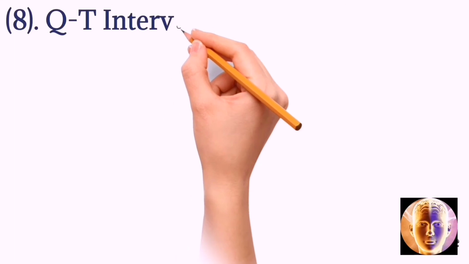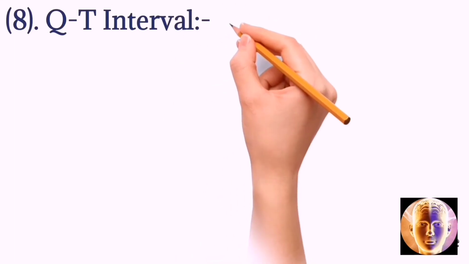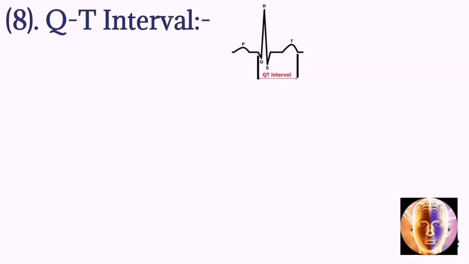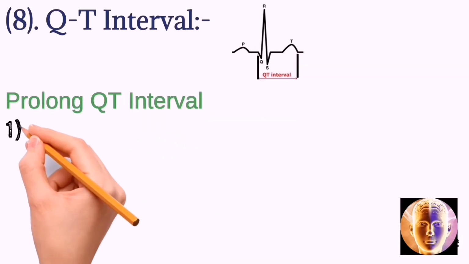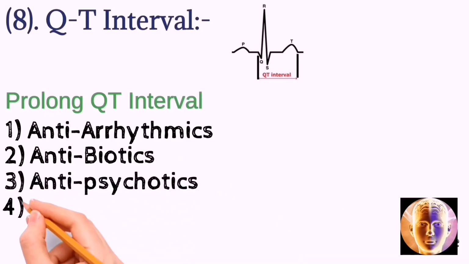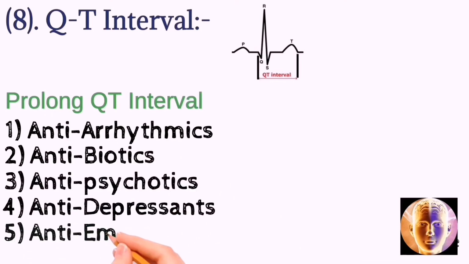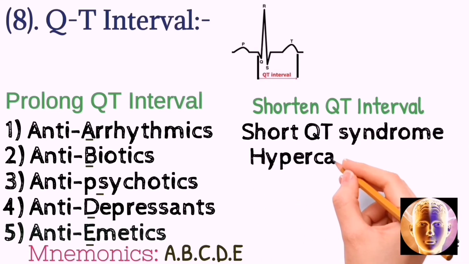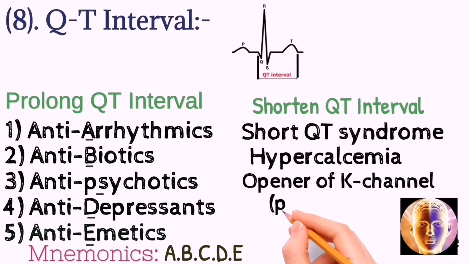Step 8 is QT interval. QT interval extends from the start of Q wave to the end of T wave. Prolonged QT interval is seen in antiarrhythmics, antibiotics, antipsychotics, antidepressants, and antiemetics. Mnemonic is A, B, C, D, E. While a short QT interval is seen in short QT syndrome, hypercalcemia, and opener of potassium channel, that is pinacidil.